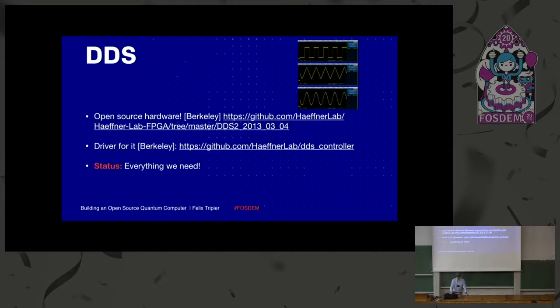DDS. So, there are open source DDSs, again from Berkeley's Trapped Ion Lab, which has been a very prolific contributor to our open source trapped ion computer so far. They have a driver and the actual schematics and everything we need for DDS. This is also, like everything Berkeley does, well documented, and conceivably looks like it could work. Not a guarantee; I have not gone through and tried everything from Berkeley, but it looks legit. That's my assessment.